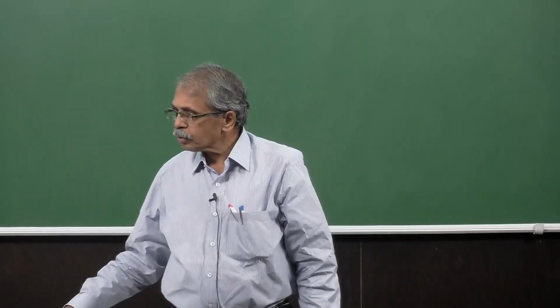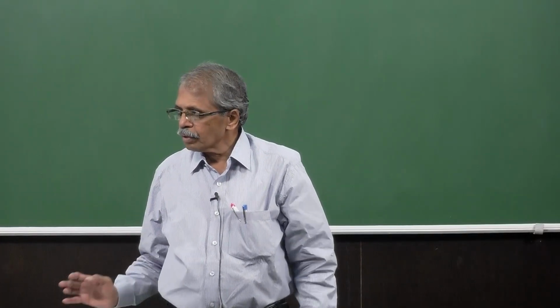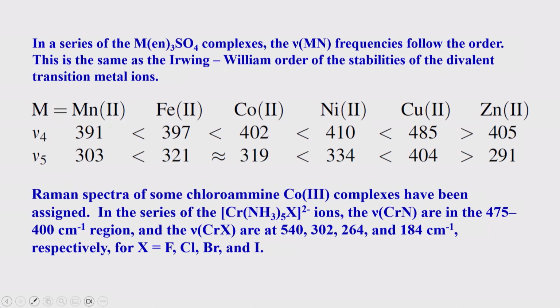We have looked at the metal-nitrogen frequency in the case of these complexes. As I explained in the previous class, these are all octahedral ethylene diamine complexes. If you compare the frequencies of manganese, iron, cobalt, nickel, copper and zinc, you will see that the trend of these stretching vibrations exactly follows the trend of the Irving-Williams series of stability of the metal complexes of these divalent transition metal ions.